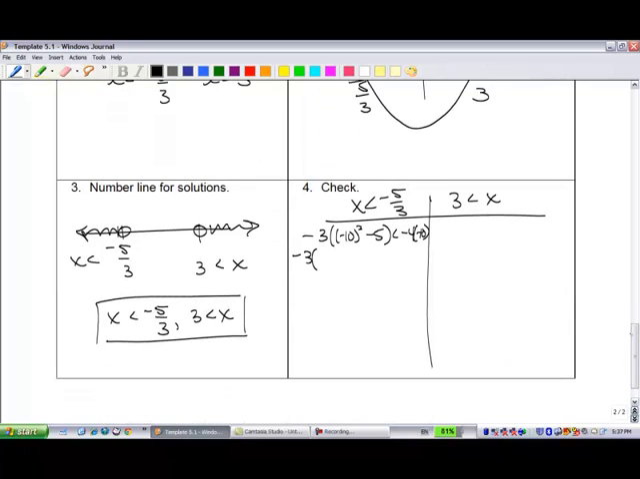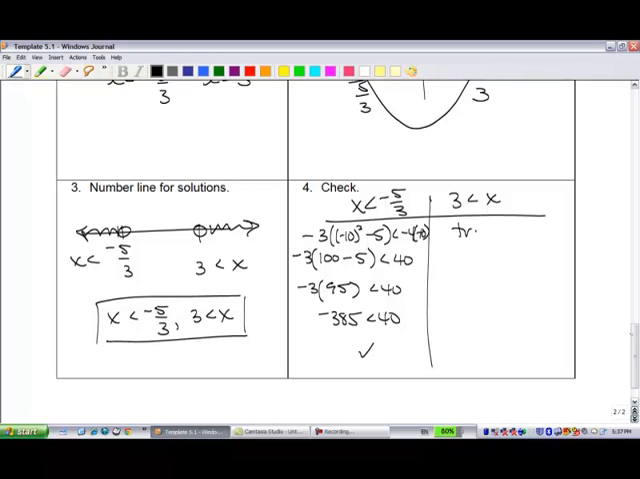I have negative 3. Negative 10 squared is 100. You got to be a little bit careful about squaring negatives. Is that less than 40? Negative 3 times 95, is that less than 40? Negative 3 by 95 is negative 285. Is that less than 40? You betcha.